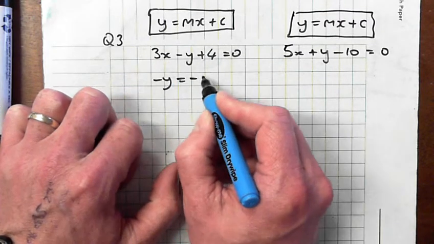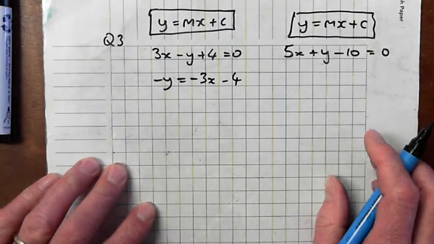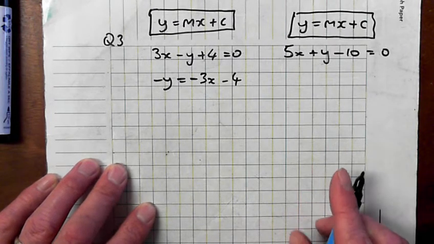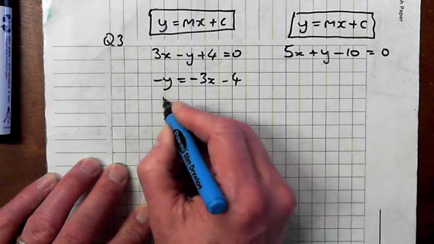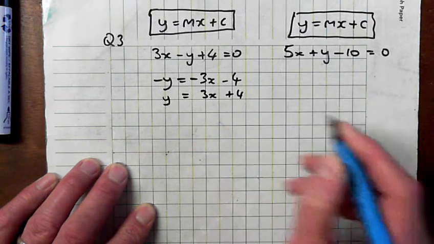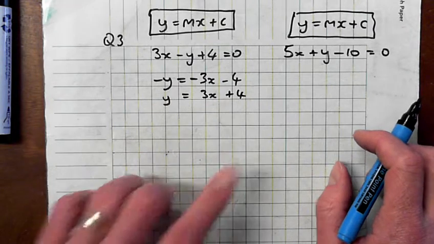3x goes across, equals minus 3x. And then minus 4. Y should be positive, so change the sign of the rest of them. That's sorted: y, then x, then the number.